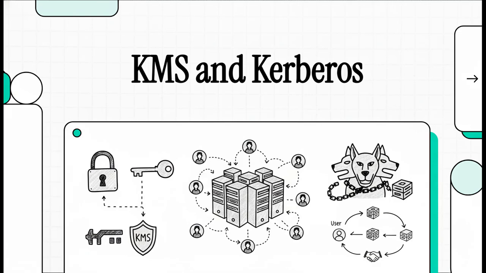All right, let's talk about something huge. In today's massive data platforms, we're dealing with environments that can have thousands, even tens of thousands of servers and countless users all trying to work at the same time. So the really big question is, how on earth do you keep all of that data secure? Well, today, we're going to break down two of the absolute pillars of data security architecture, KMS and Kerberos.